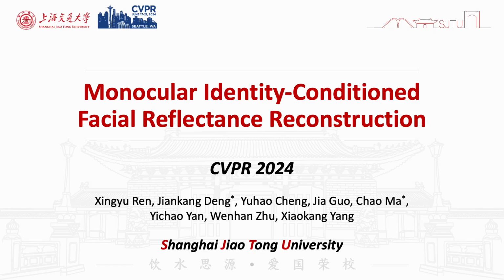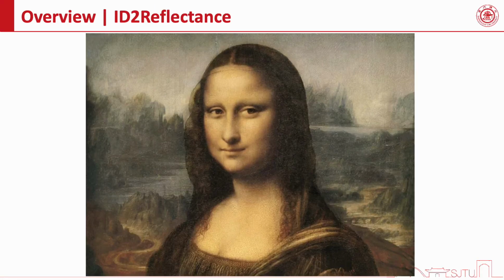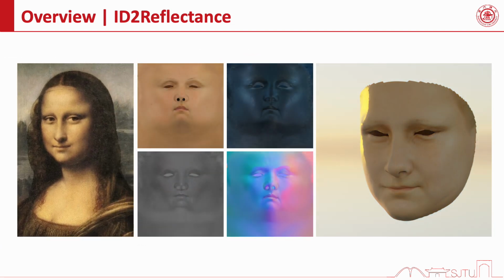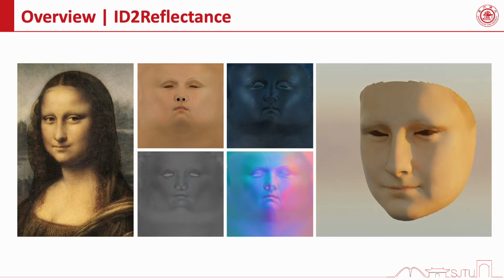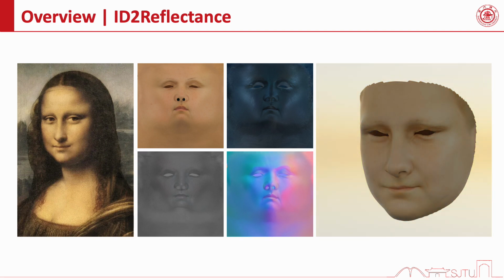We present the method for ID to reflectance, monocular identity-conditioned facial reflectance reconstruction. The Mona Lisa gazes at everyone with her calm smile. Given a photo of the Mona Lisa, our ID to reflectance can reconstruct her facial reflectance maps, including diffuse albedo, specular albedo, roughness, and normal maps for a realistic relighting effect.